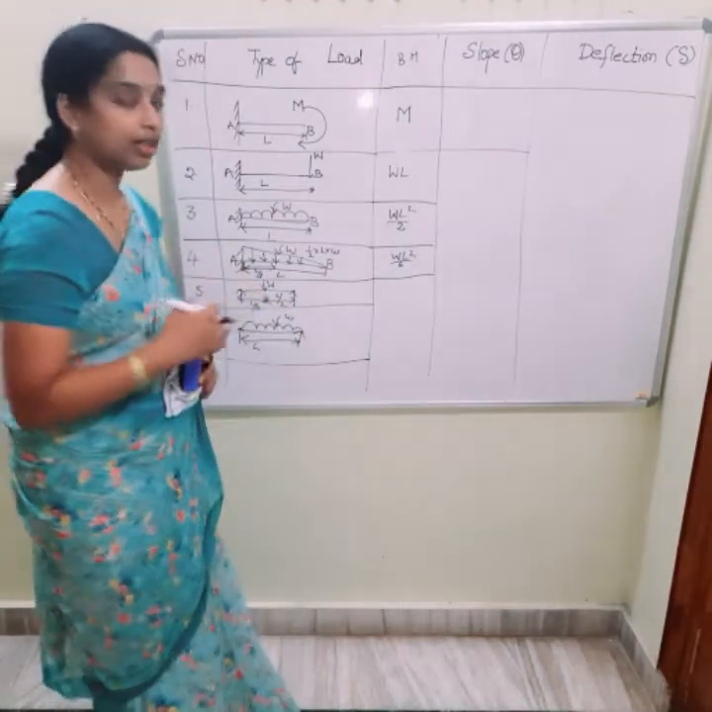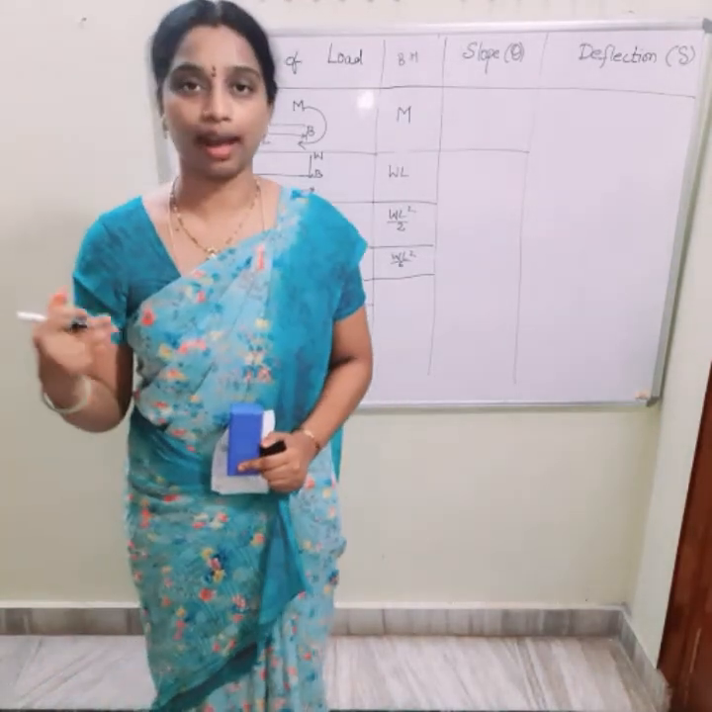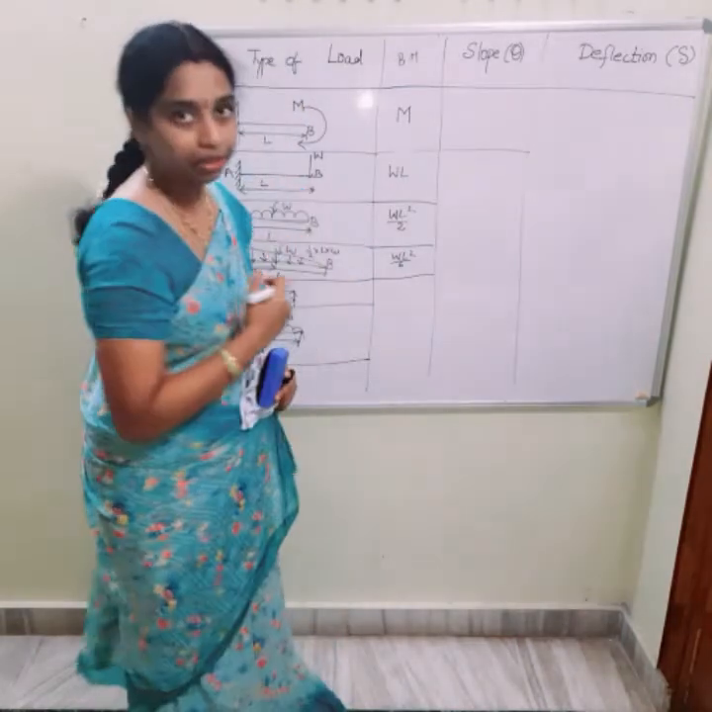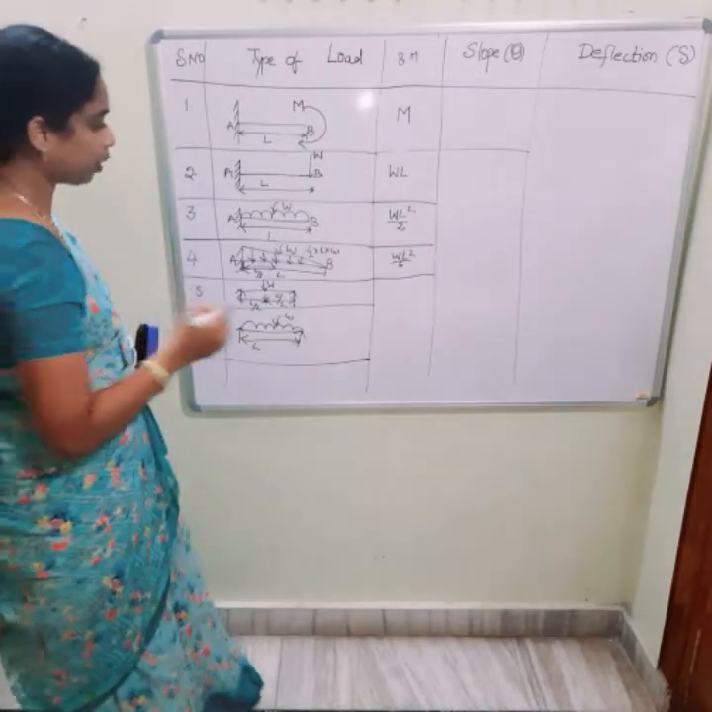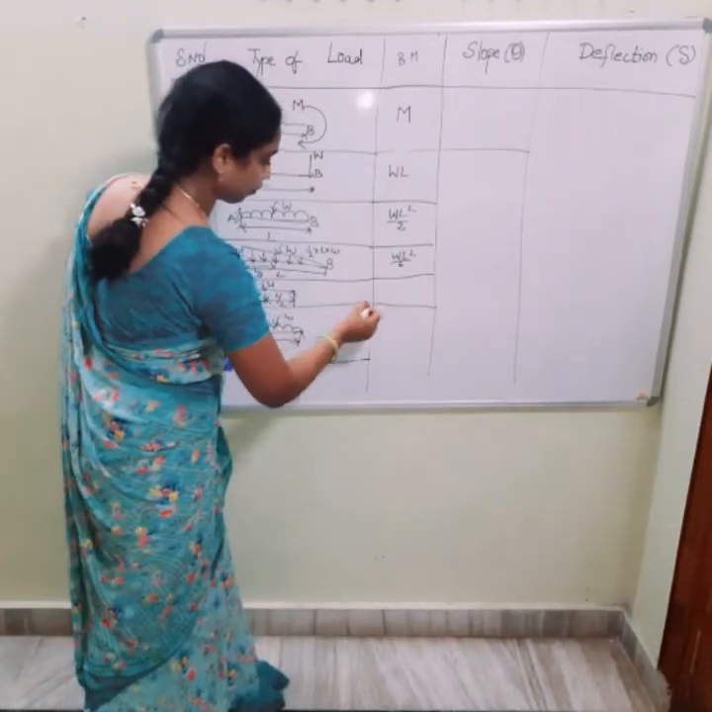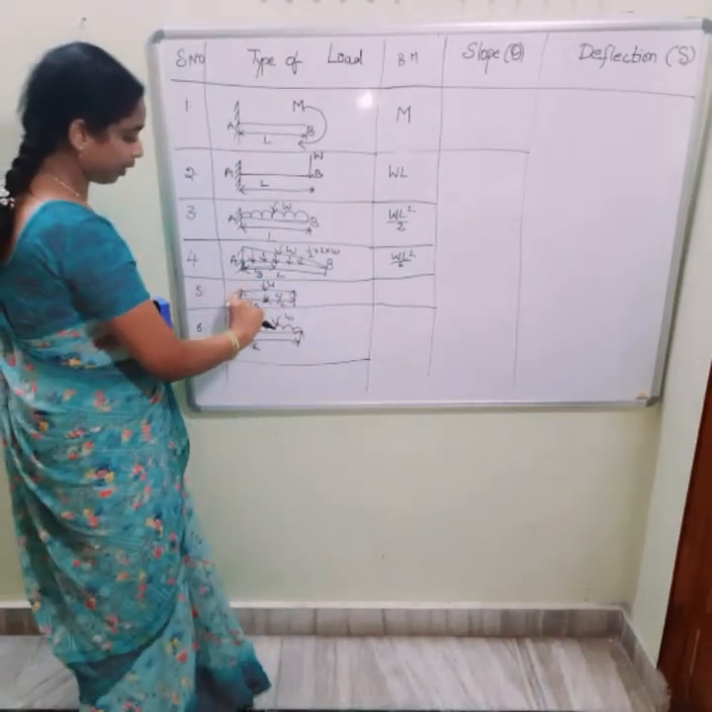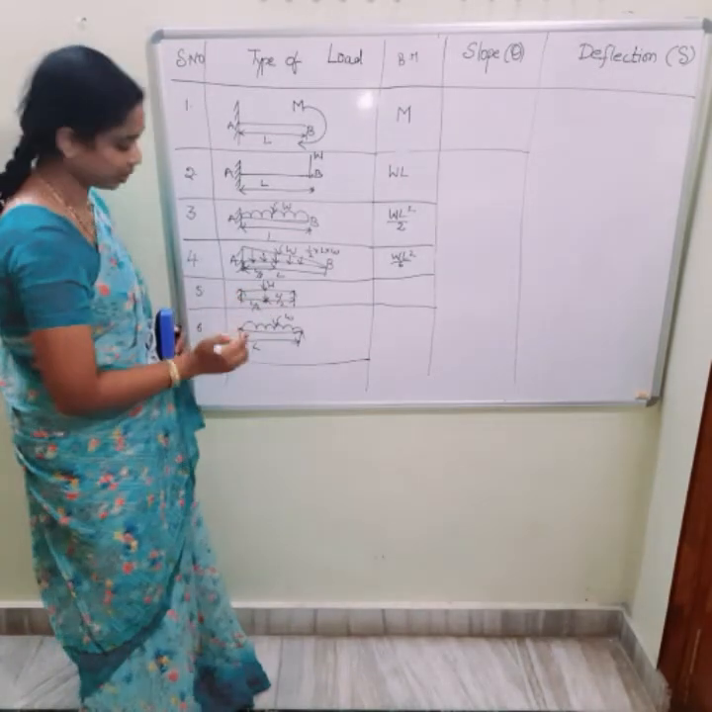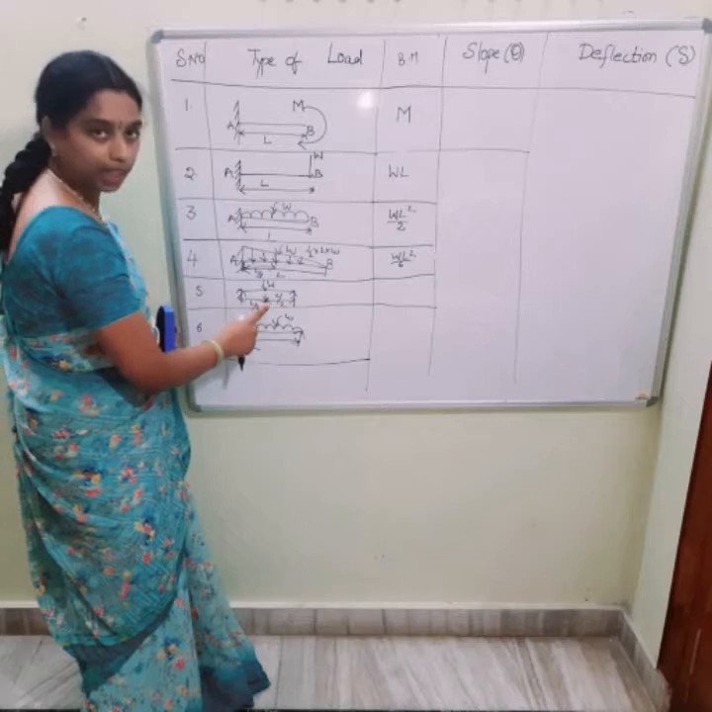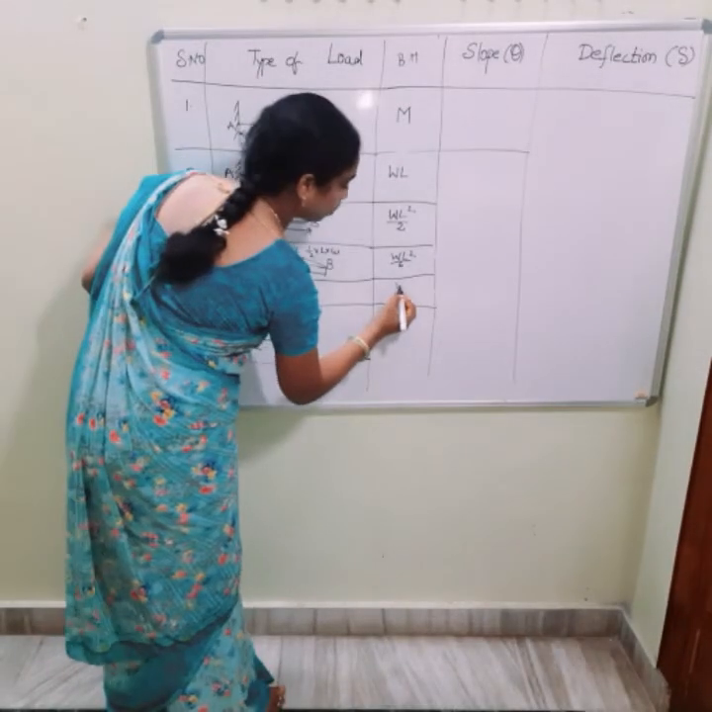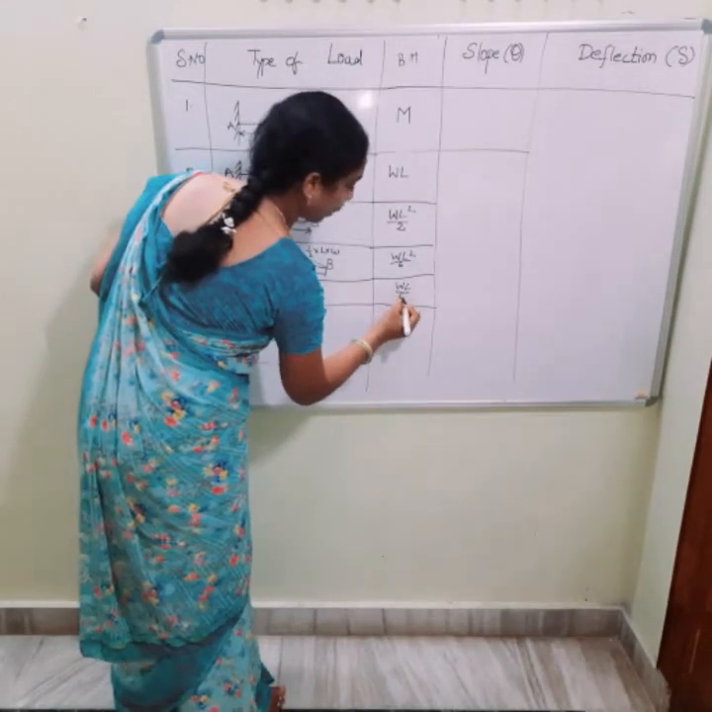I am saying here maximum bending moment occurs under the load conditions. So here under the load. So what is the maximum bending moment? First I need to calculate reactions, nothing but W by 2. Then W by 2 into L by 2 is nothing but WL by 4.